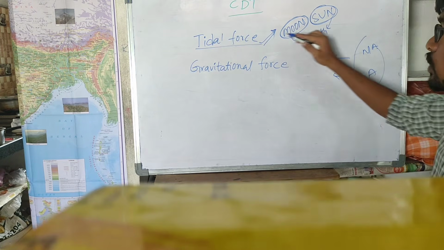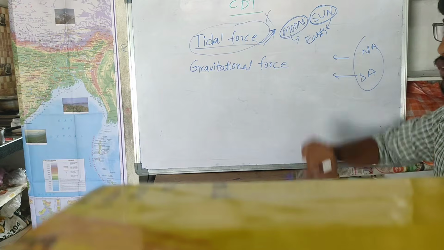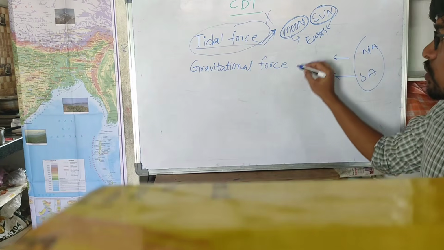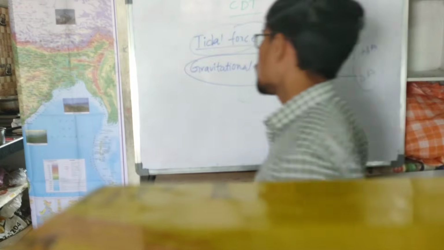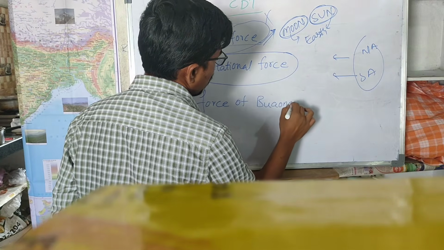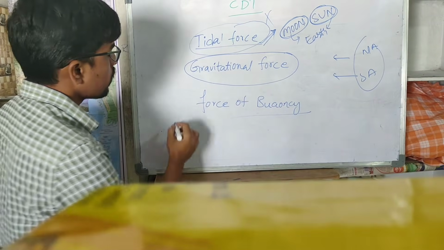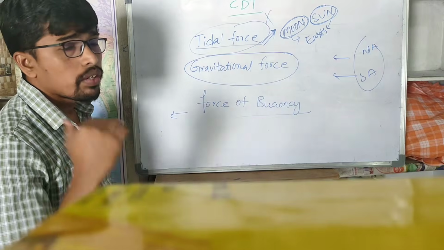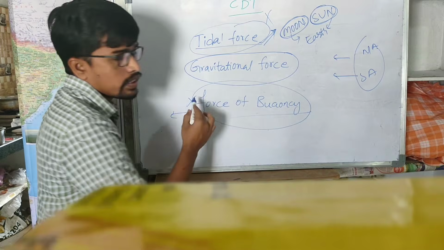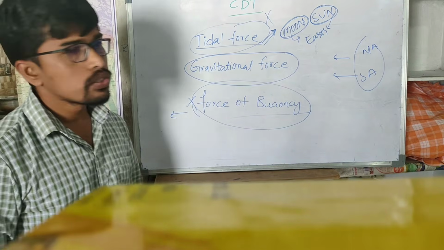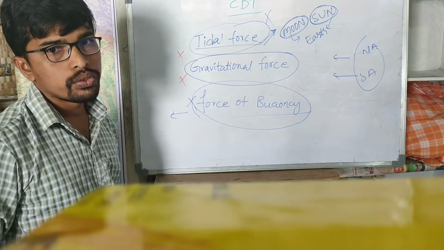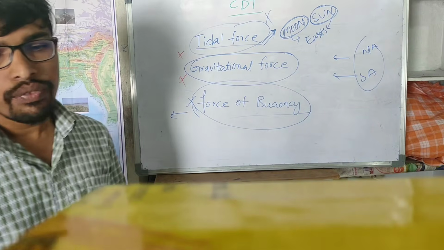But these forces are not enough for the drifting of the continents. If that were enough, the earth would not be stable. So next, the gravitational force. The gravitational force is the force of buoyancy. The buoyancy is the force which causes the northward movement of the continents. This force is also not enough for the movement of the continents in the northward direction. So this was also Wegener's second fault, that the tidal force and the gravitational force are not enough for the drifting of the continents.